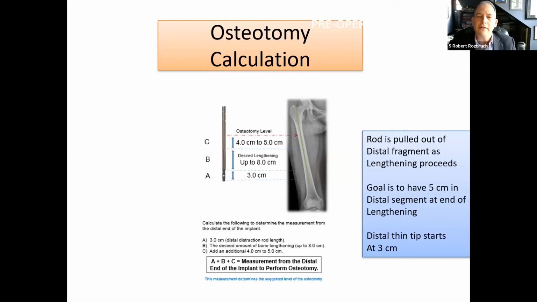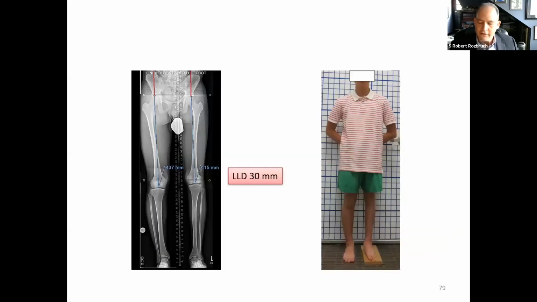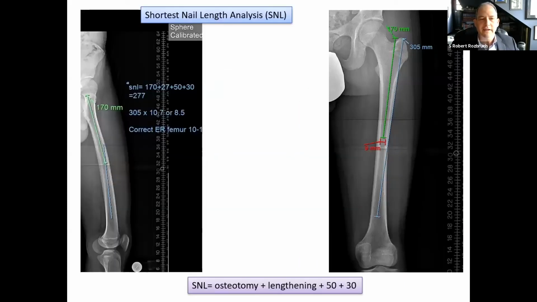When we calculate the length of the nail vis-a-vis the osteotomy, we have to take into account that there is a thick part of the nail and a thin part of the nail, and it's important to make sure that we have at least 4 to 5 centimeters of thick nail in the fragment that is moving and lengthening. So I'll illustrate a little bit on how I do that measurement technique. Here's a patient who has a 30 millimeter leg length discrepancy. The plan is to do the lengthening in the femur.